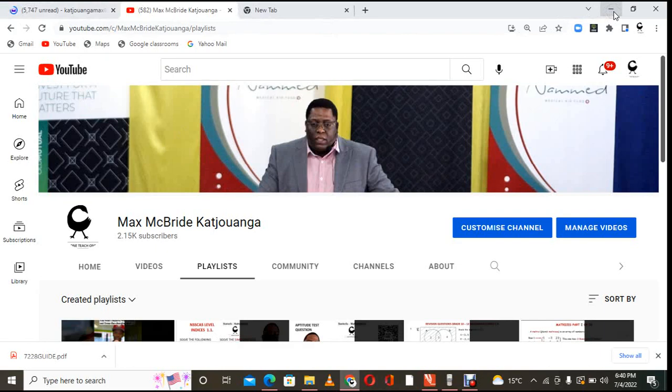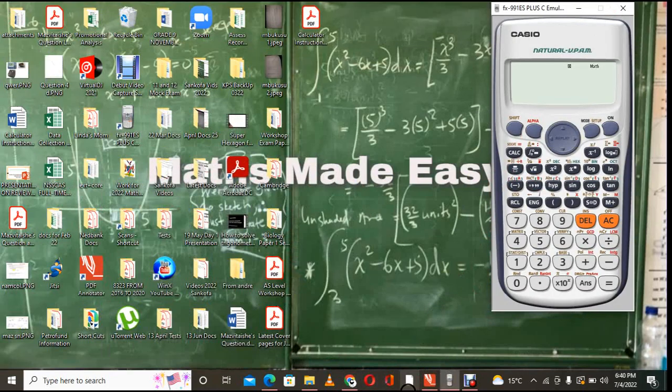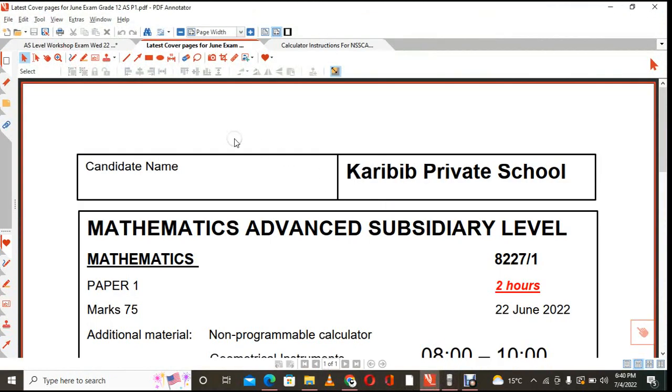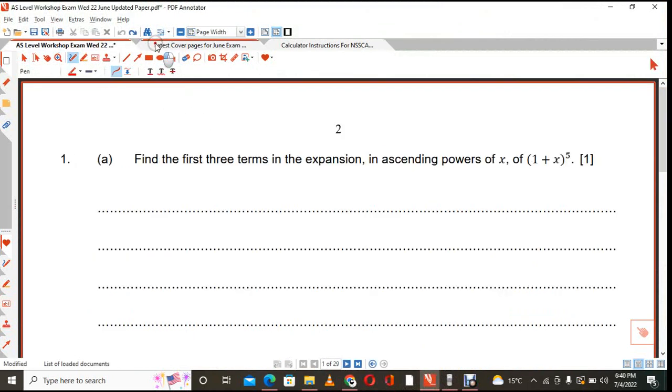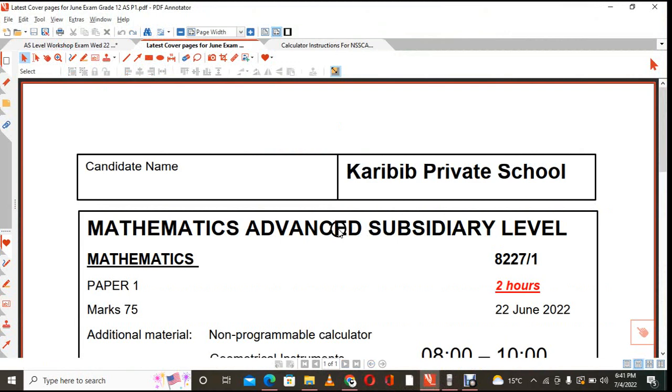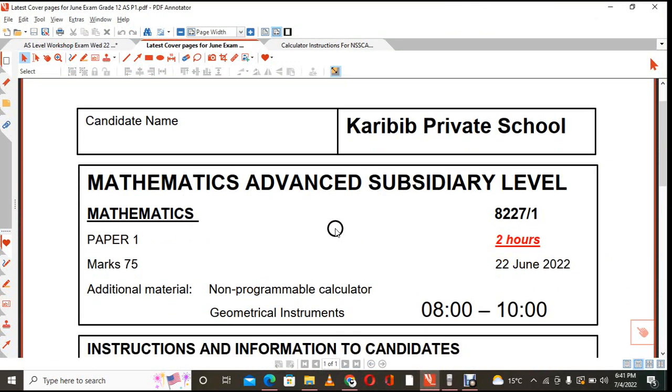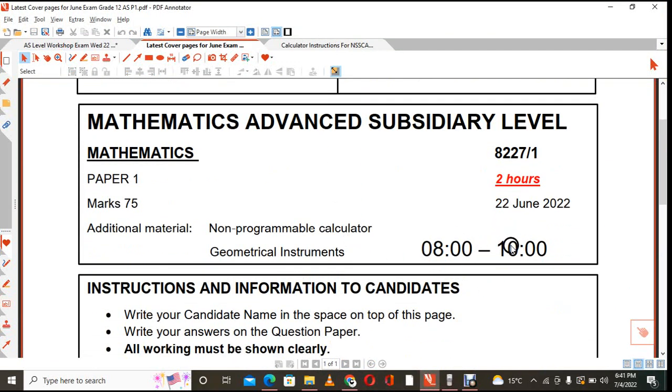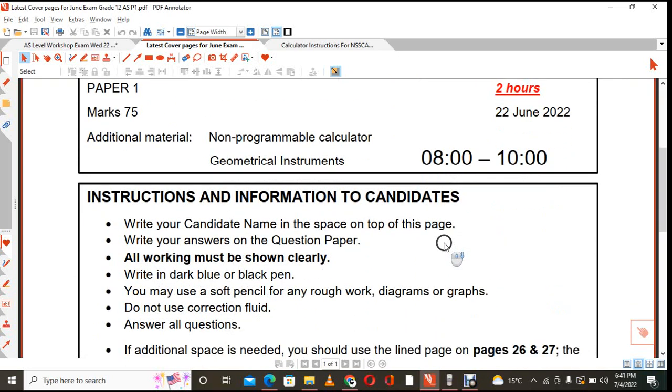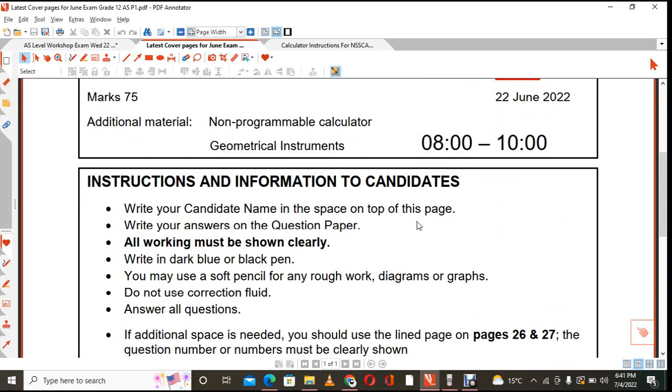So let's just go back to what I'm doing right now. First of all, before I start with the question paper that I gave to the students when I had the workshop with them, take note, it's a 2-hour paper. That's how theme 1 will be. But there are certain instructions that I want to explain so that people can understand what is required when you are answering this paper. First, they say the only additional material is a non-programmable calculator.